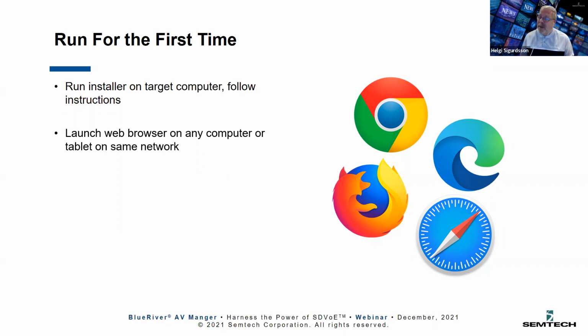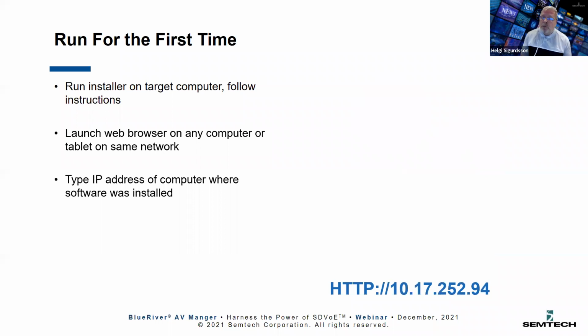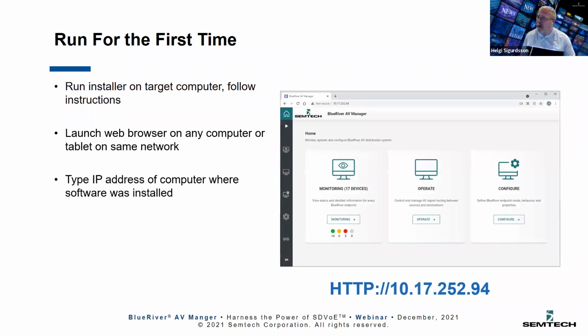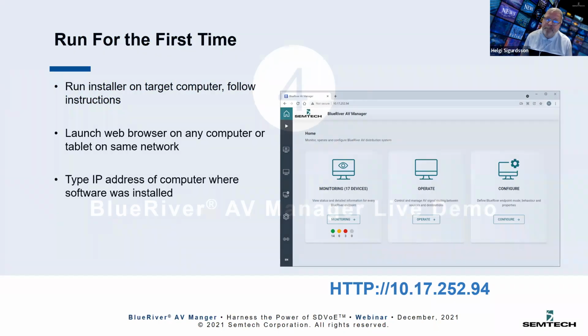You just type in the IP address of the computer where you installed it. If you're doing this on the same computer, you can simply type localhost or 127.0.0.1, if I remember correctly. Either way, you type that in, and then the front page of the blueriver AV Manager application, the home screen, appears in the browser.